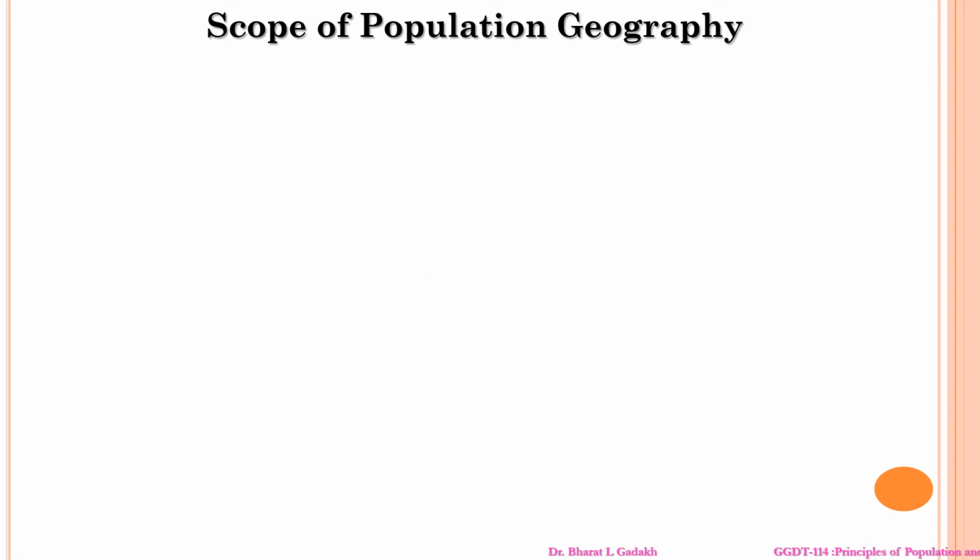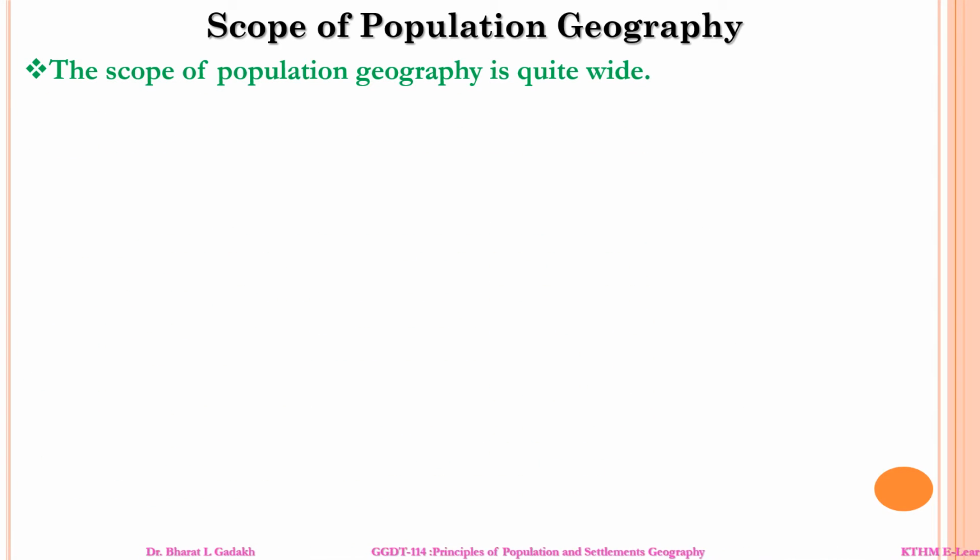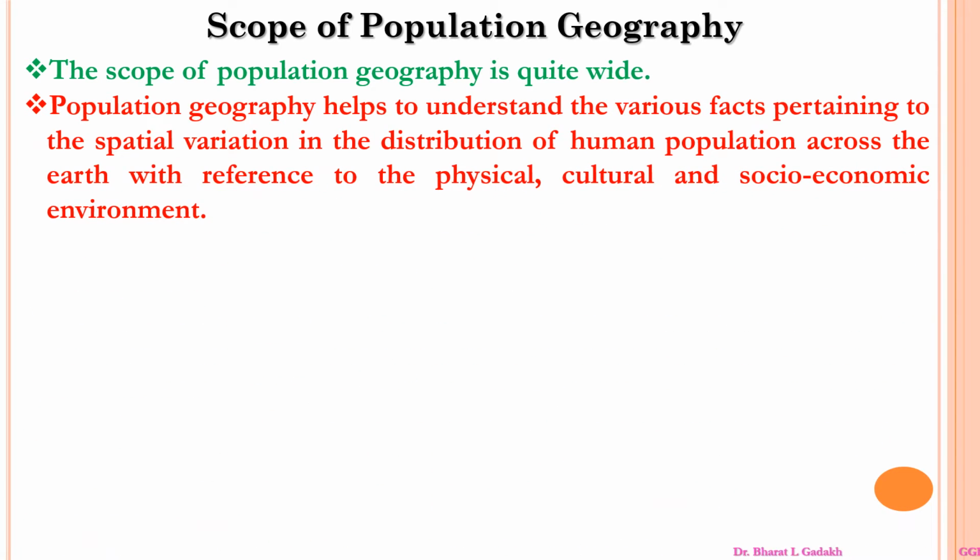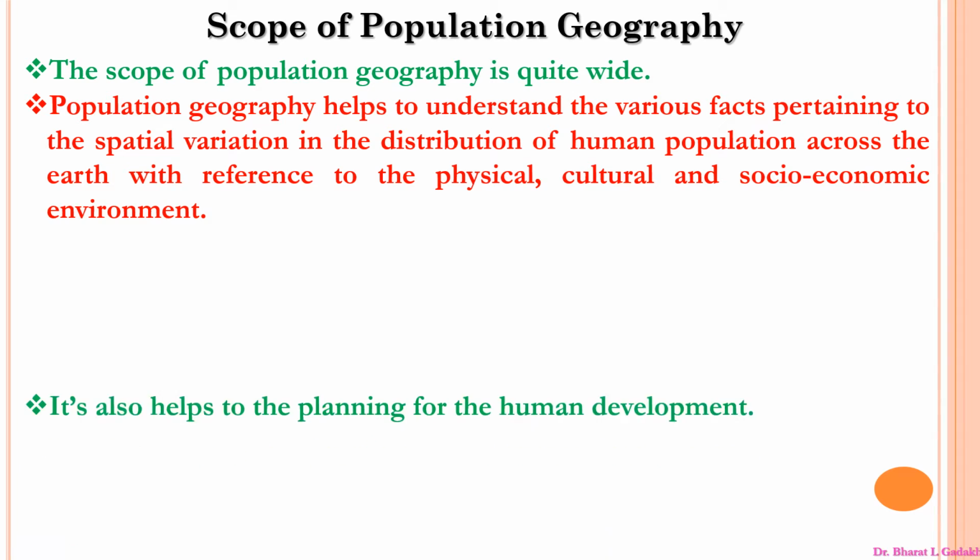Now, the scope of population geography is very important. The scope of population geography is quite wide. Population geography helps in understanding the various factors pertaining to the spatial variation in the distribution of human population across the earth, in reference to the physical, cultural, socio-economic and environmental aspects.